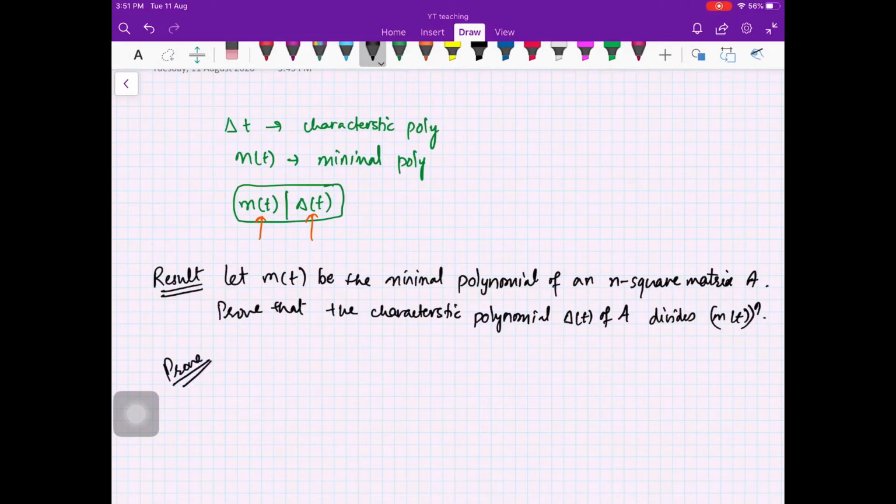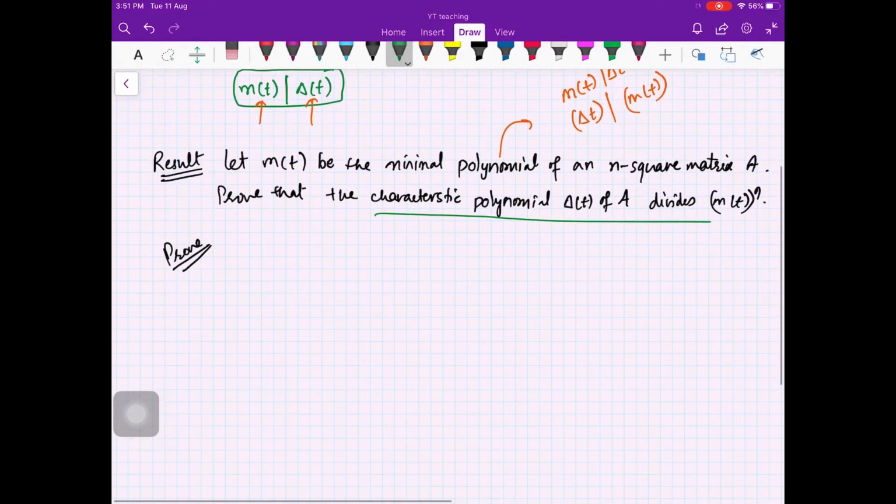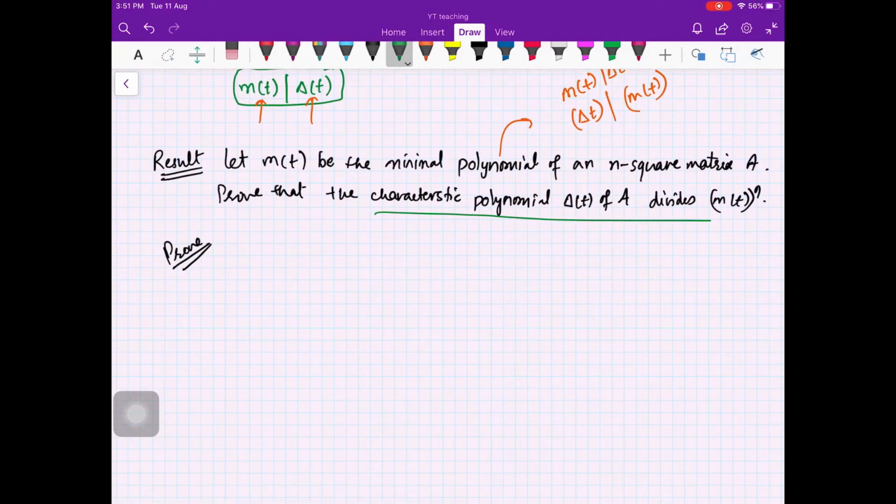Note that we already proved that m(t) divides Δ(t). Now we are saying Δ(t), which is the characteristic polynomial, divides m(t) raised to power n, where n is the size of the matrix. These two results will give us that they have the same linear factors. So let us prove this result. The proof is a little bit tedious, so I'll tell you how we can prove this.